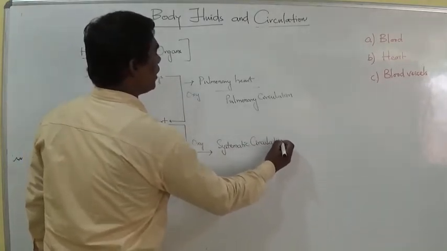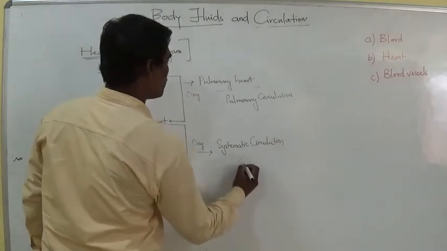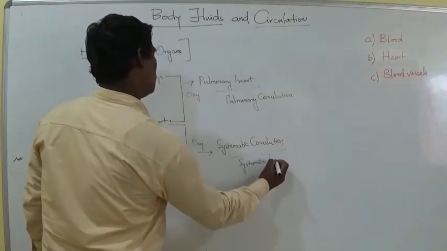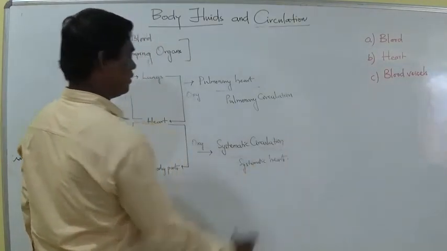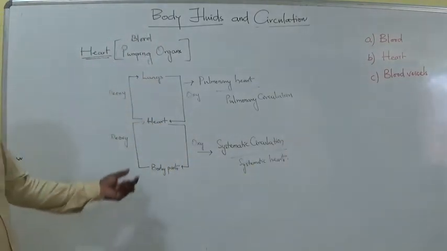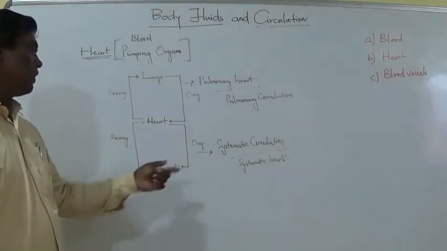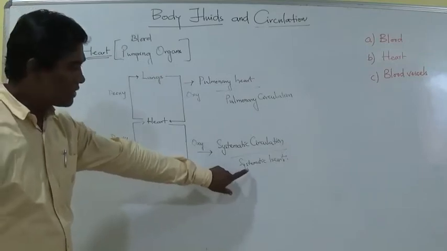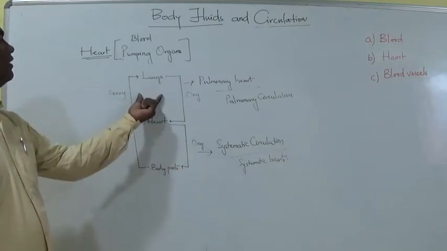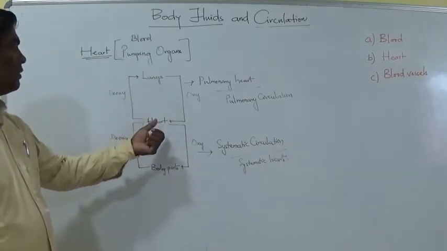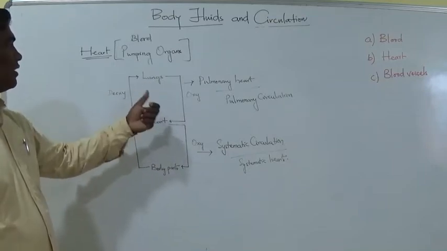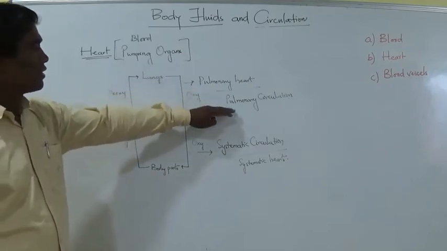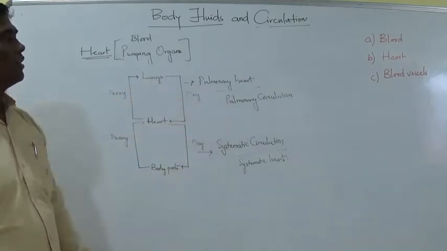And such a heart is usually called the systemic heart. So circulation between the heart and the body parts is usually called systemic circulation, and the heart is usually represented as the systemic heart. And the circulation that is taking place between the heart and the lungs is usually called pulmonary circulation, and the heart is usually called the pulmonary heart.